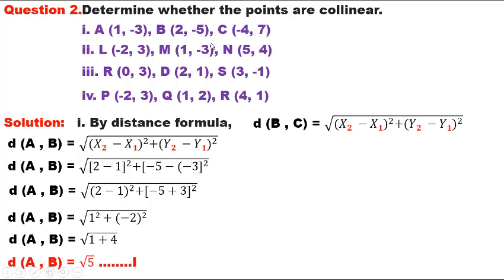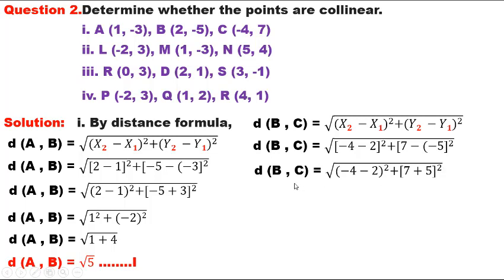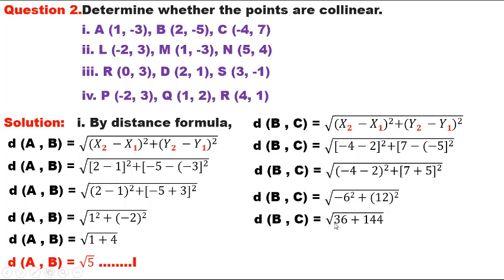Distance of BC: for B and C, under root of (x2 minus x1) square plus (y2 minus y1) square, which is under root of (minus 4 minus 2) square plus (7 minus minus 5) whole square. Distance of BC is equal to under root of (minus 4 minus 2) square plus (7 plus 5) square. Distance BC is equal to under root of (minus 6) square plus 12 square, which is under root of 36 plus 144. Distance BC is equal to under root of 180, and finally we got the distance of BC is 6 under root of 5.